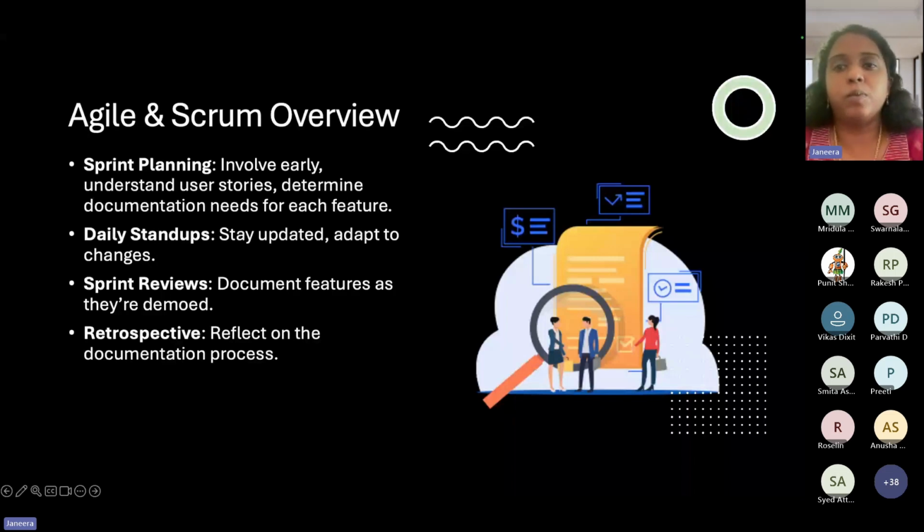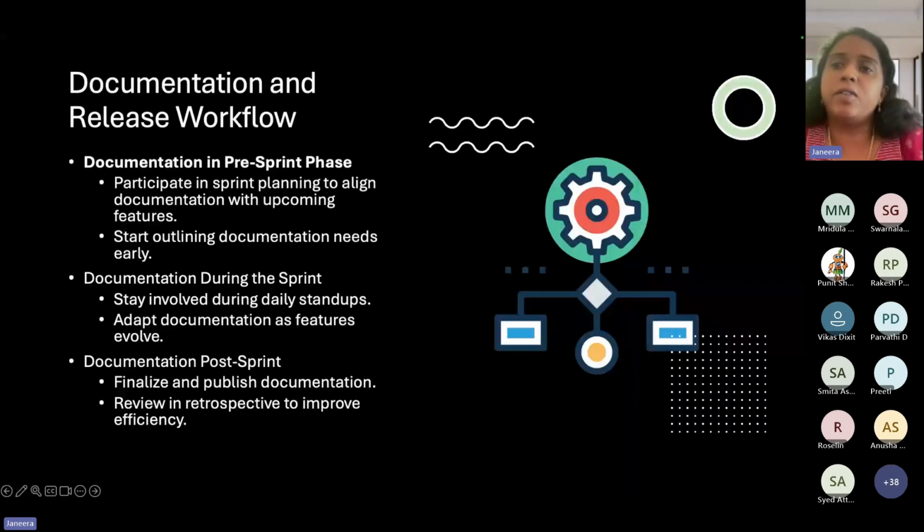So let's zoom out a little and look at the full release workflow in an agile environment. Pre-sprint, the technical writers are already involved. They are analyzing the user stories and creating a documentation plan.